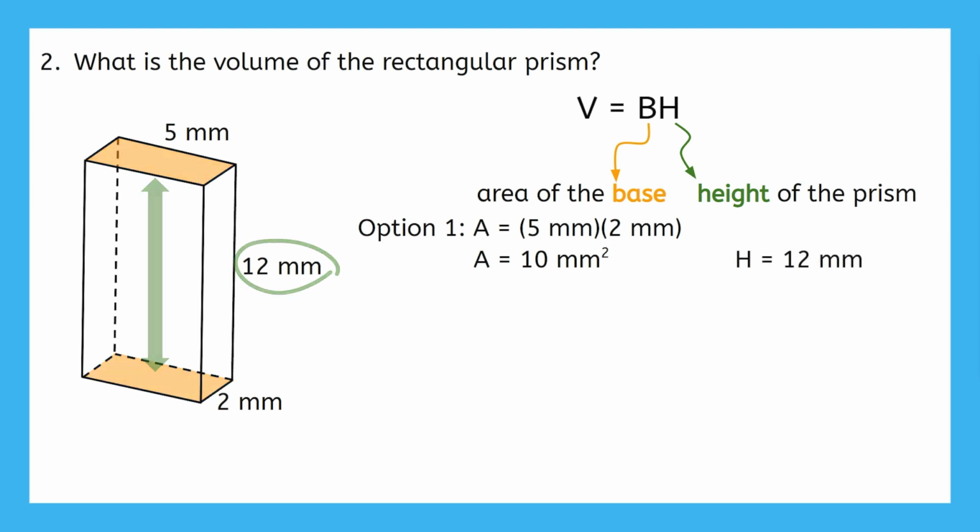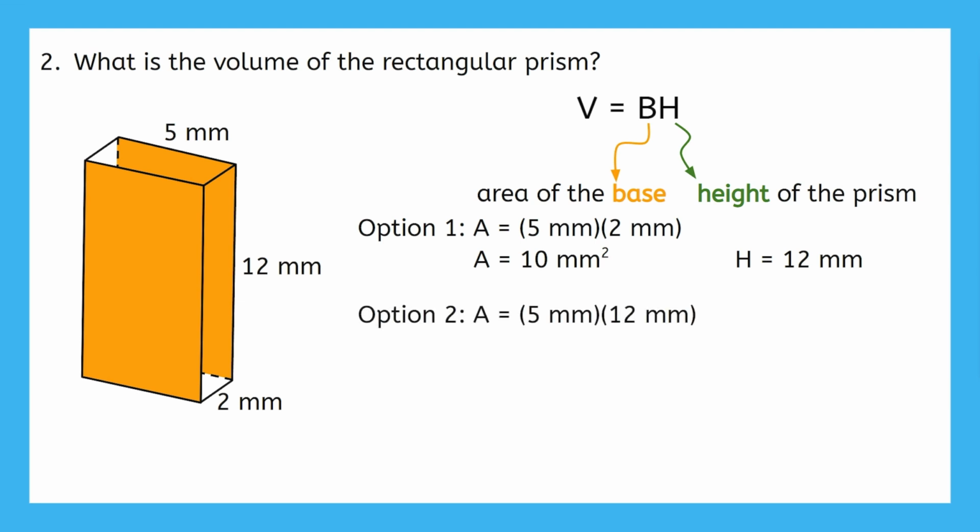But that's not all. These two faces are also congruent and parallel, so I could use them as the bases. In this case, the area of the base would be 5 times 12, or 60 square millimeters, and then the height would be the distance between these faces, 2 millimeters.